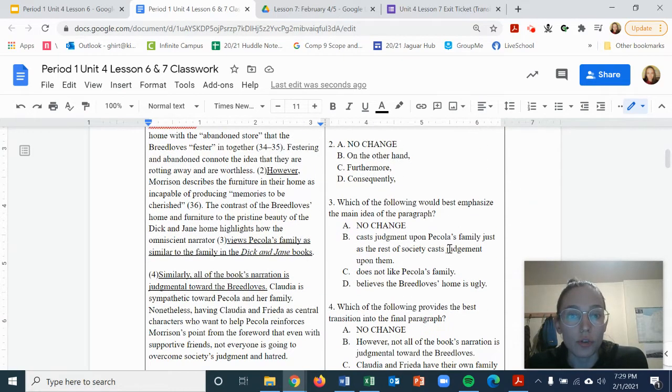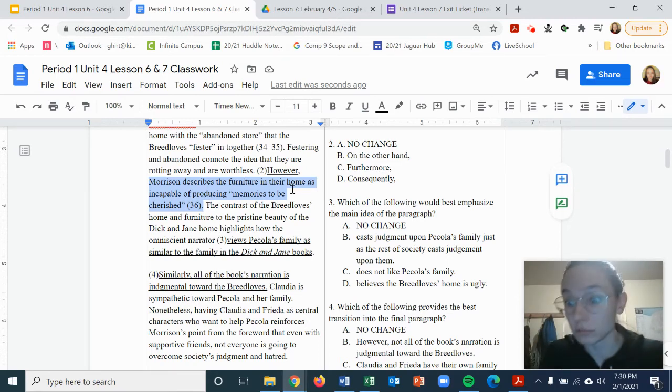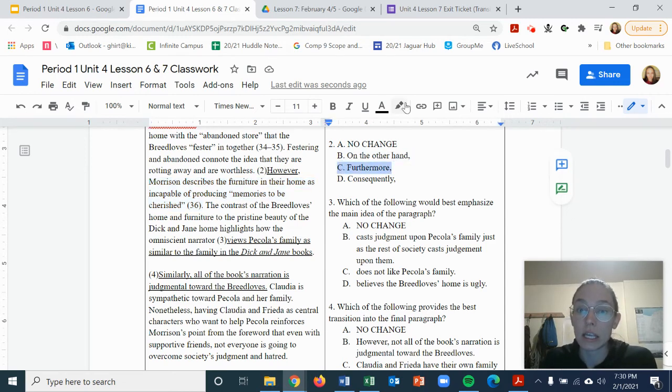Okay, question 2. So festering and abandon connote the idea that they are rotting away and are worthless. Morrison describes the furniture in their home as incapable of producing memories to be cherished. So we have 2 ideas that are basically bad about the Breedloves. So our answer is C, furthermore, because we're adding on another way that society views them as worthless or not in the mainstream, basically. So we're adding on.